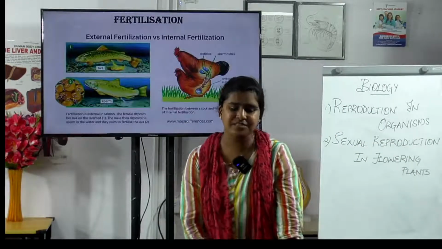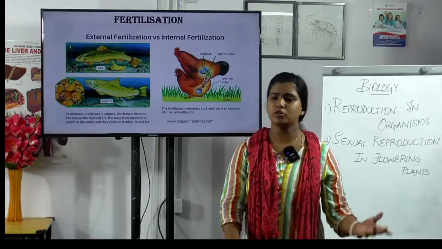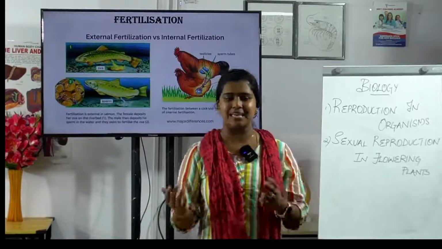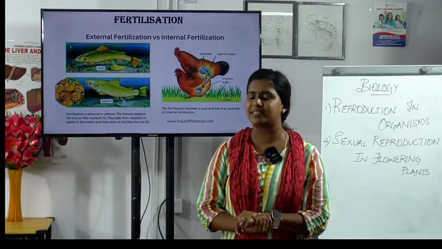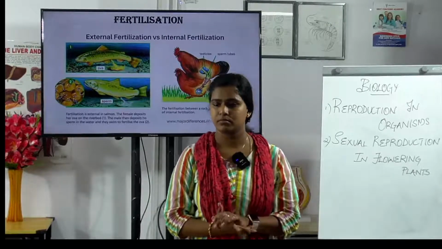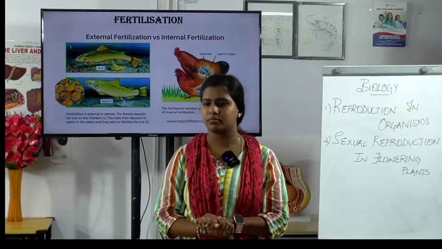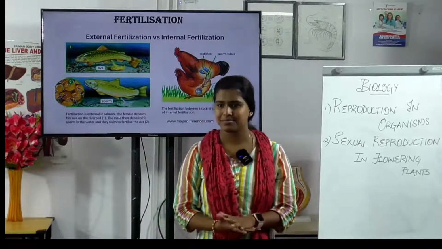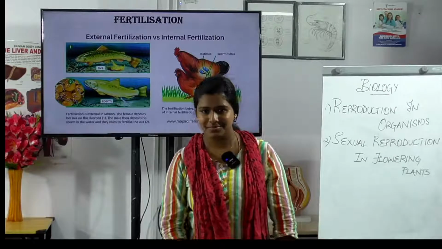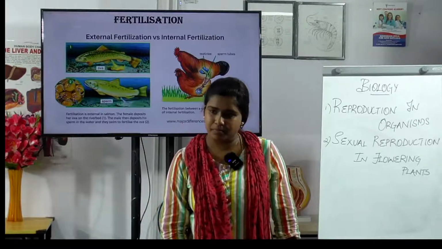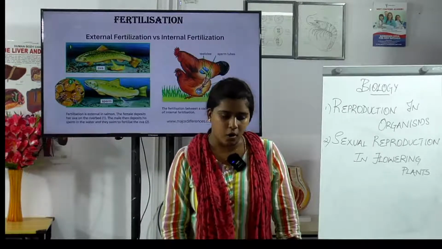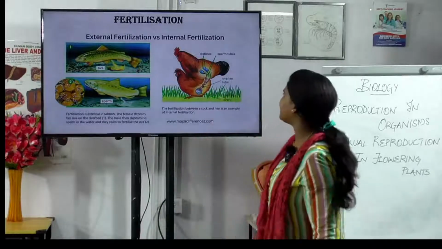Okay, and the next is fertilization. As we saw, there are two types of fertilization. One is internal and another is external. What happens in external fertilization? The organism will produce the egg externally.